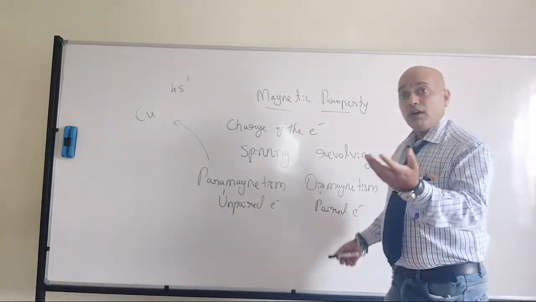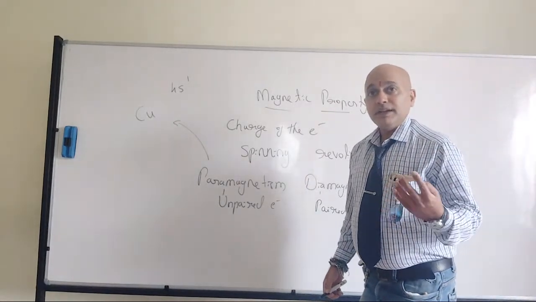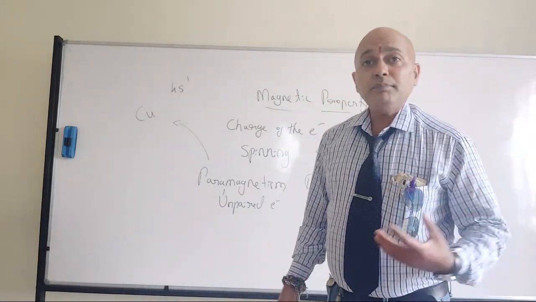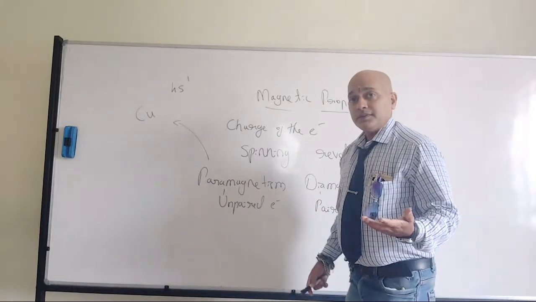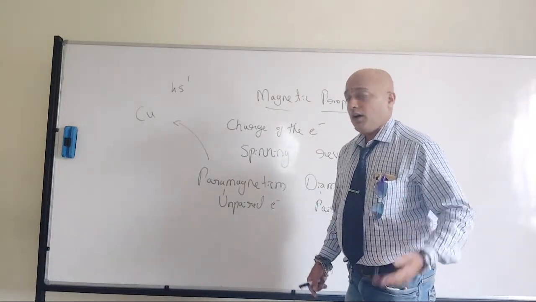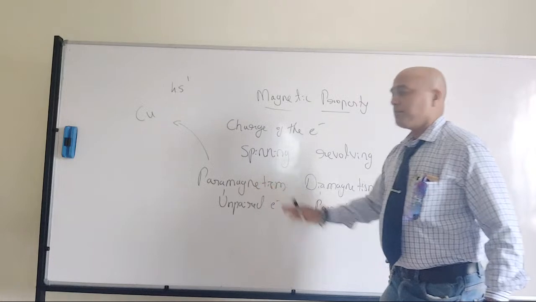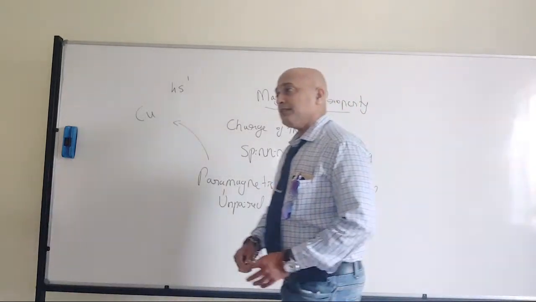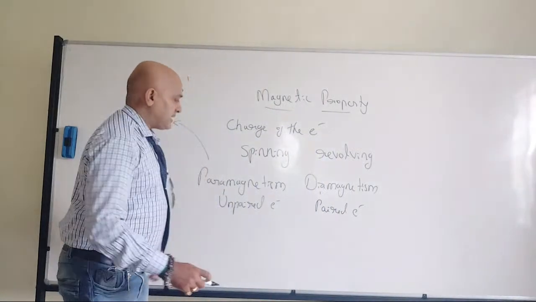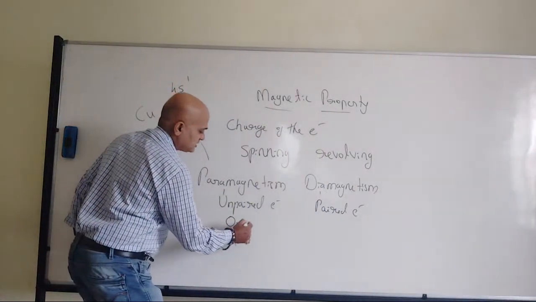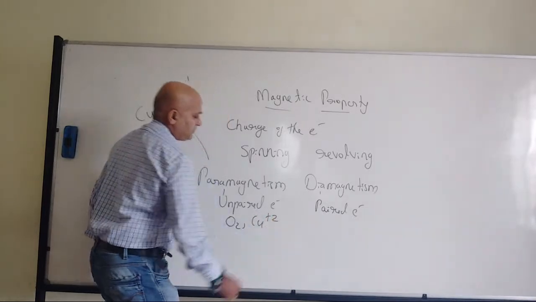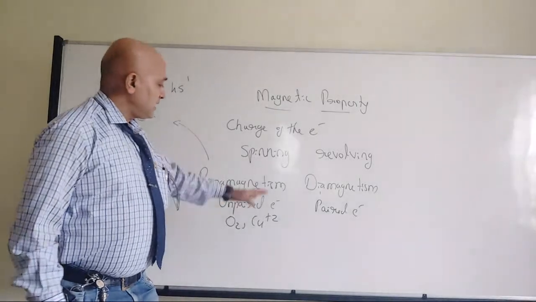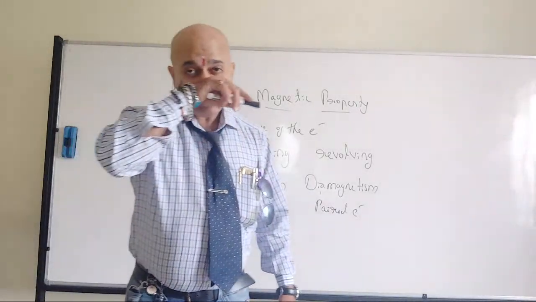So therefore in general copper will be considered diamagnetic. But if I take oxygen, based on molecular orbital theory we can tell that oxygen has unpaired electrons. So oxygen, then cupric ion, even Fe+3 and Fe+2, they are all examples of paramagnetic elements.